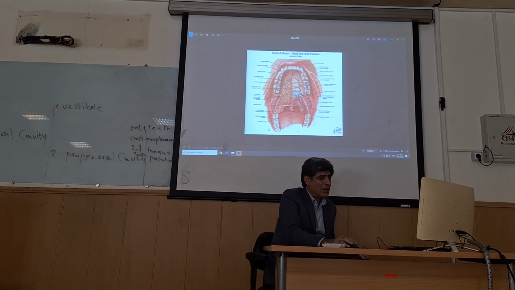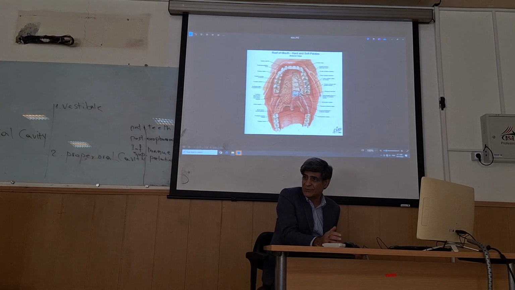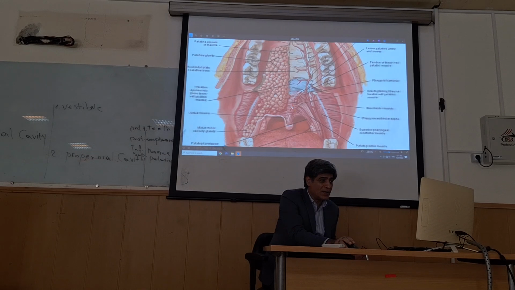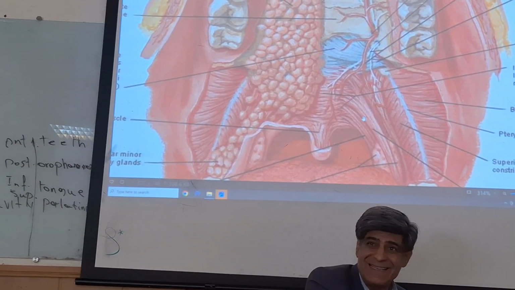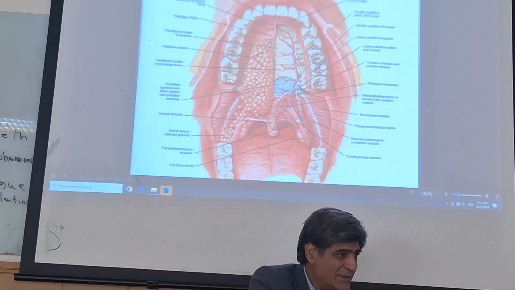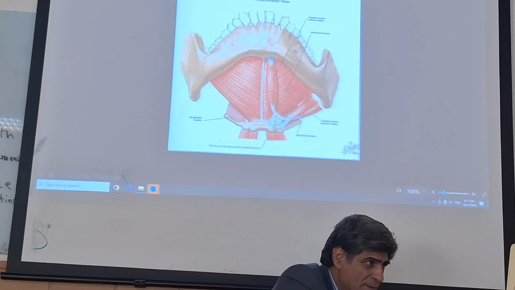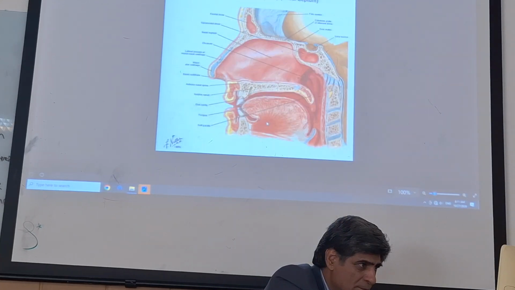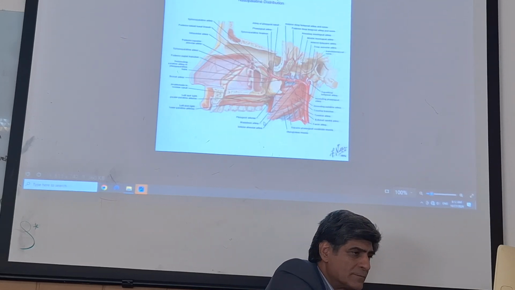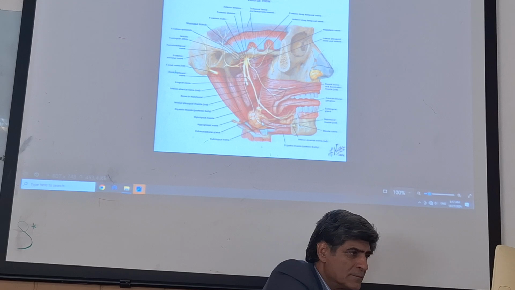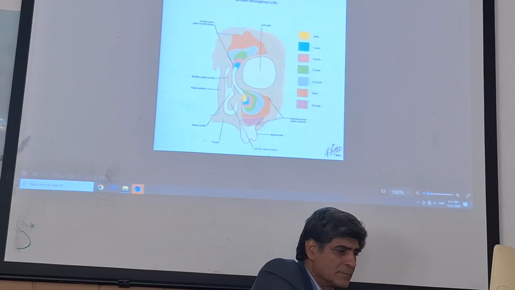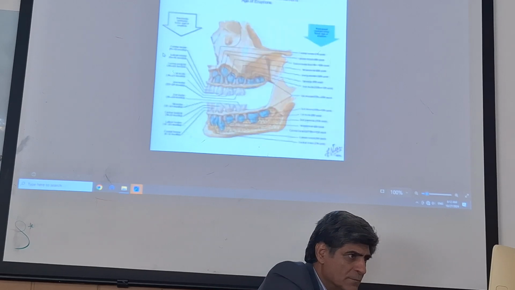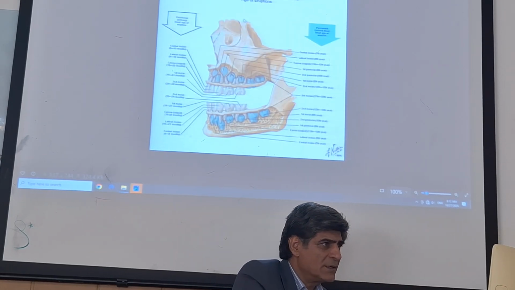The palate contains muscles. The hard palate is formed from the palatine process of the maxilla and the horizontal plate of the palatine bone. But the soft palate is formed from muscles. Teeth are in two groups.